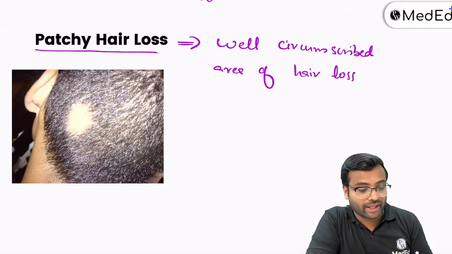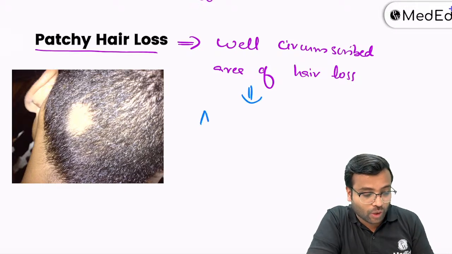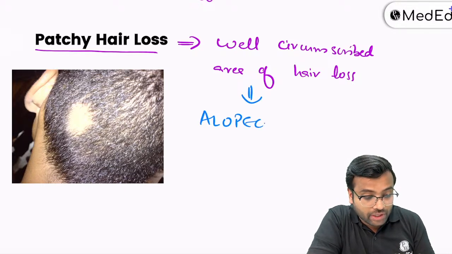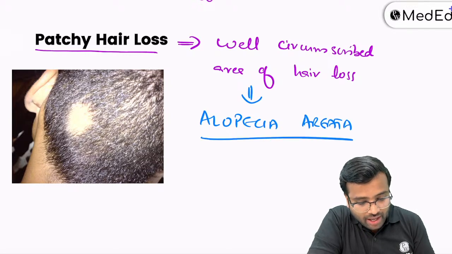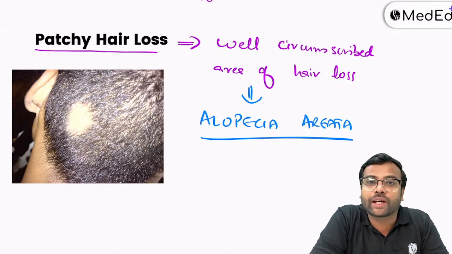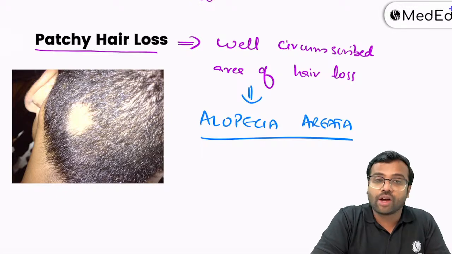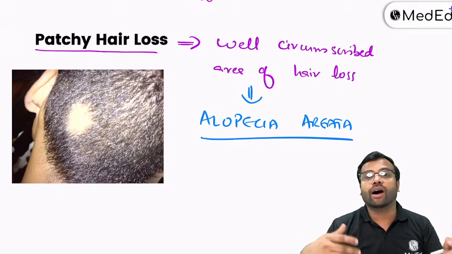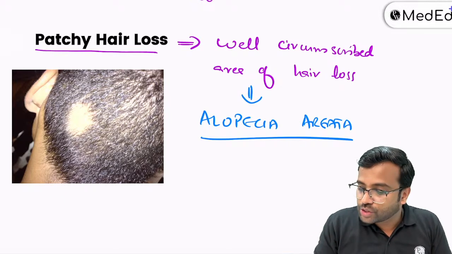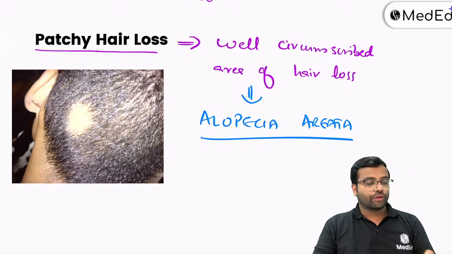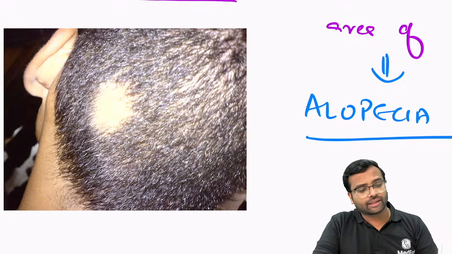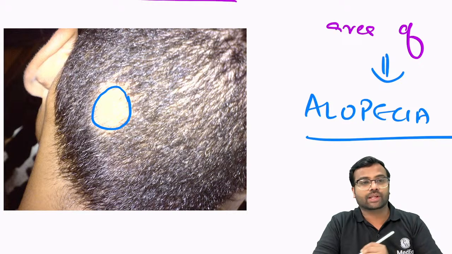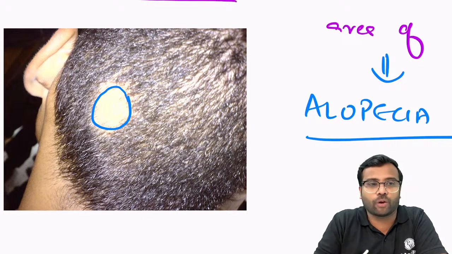Excellent. I got the answer in the chat box. This is called alopecia areata. So what is alopecia areata? It is an autoimmune disease where our body attacks our own hair follicles, right? So if you get a patient like this in your OPD, and you can see a well circumscribed area of patchy alopecia.